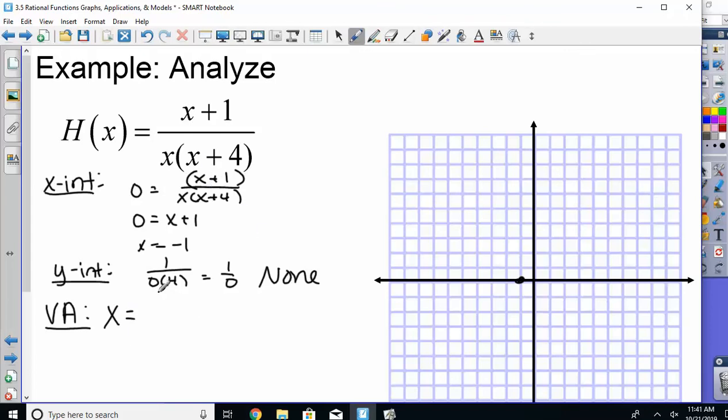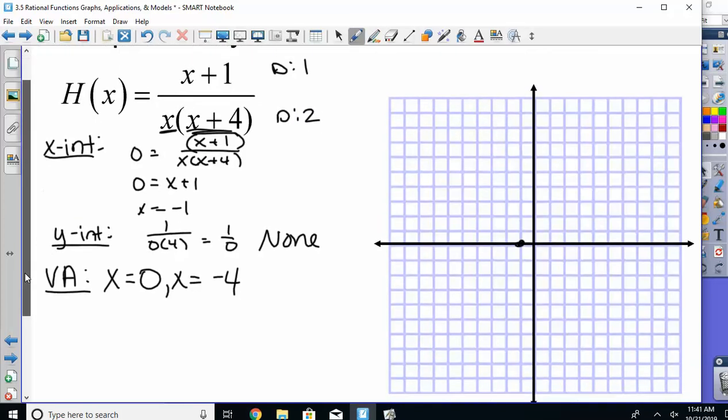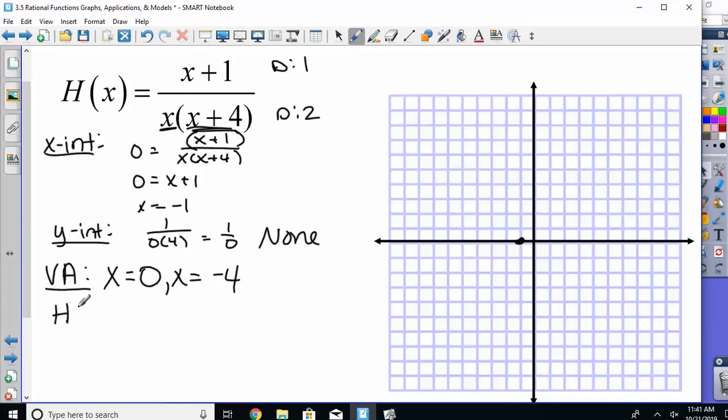So vertical asymptote, x equals, since there's 2 things, you have to set each of them to 0, so x equals 0, and x equals -4. To decide horizontal or oblique, we need the degree of the top and bottom. Degree of the top would just be 1. The bottom, you have to think, if I multiply this out, I would have an x squared, so the bottom is 2. So that means overall the top is smaller, that means it's horizontal, y equals 0.